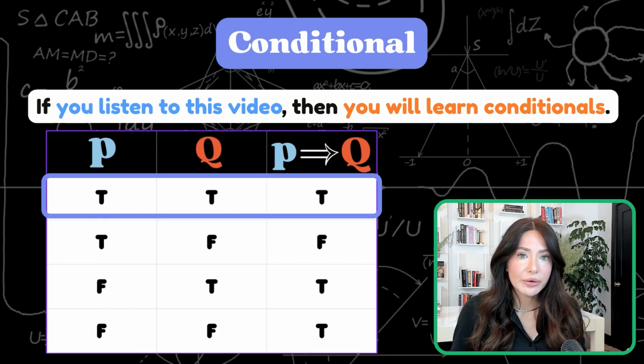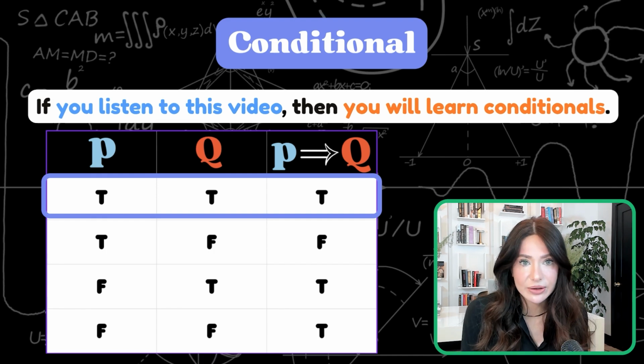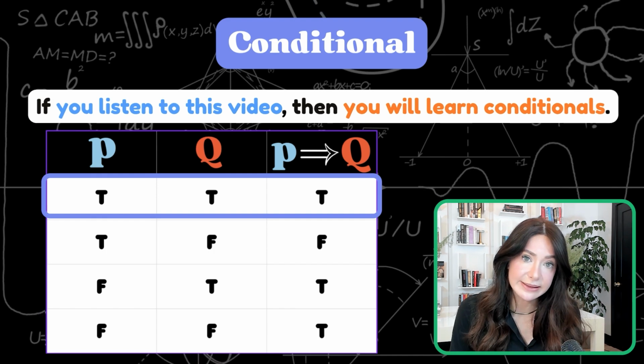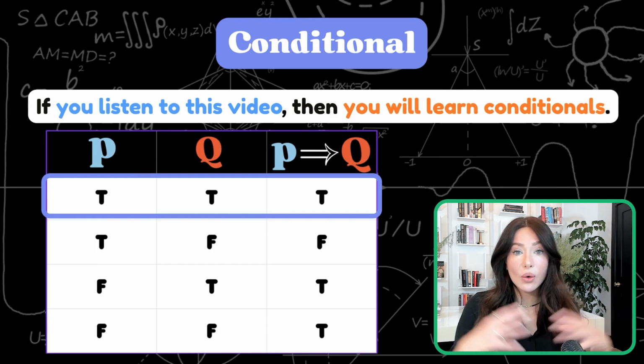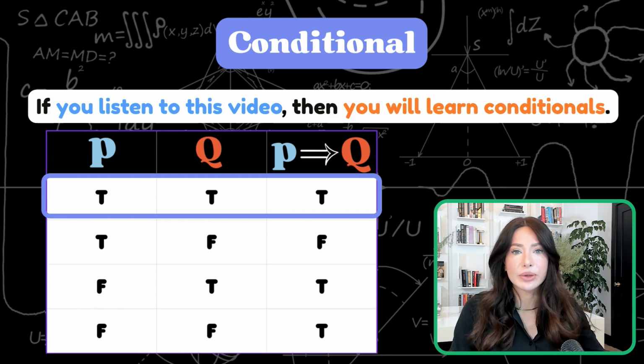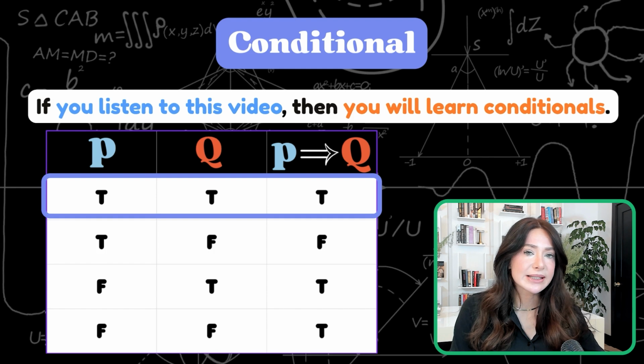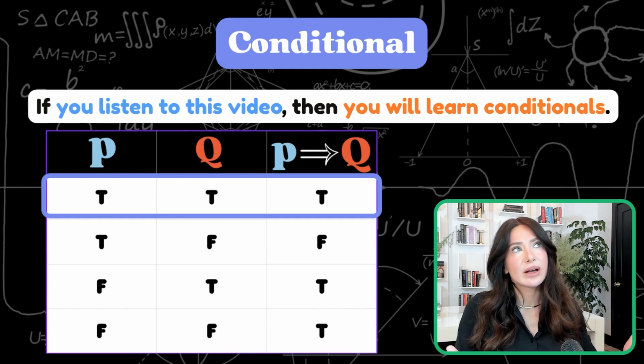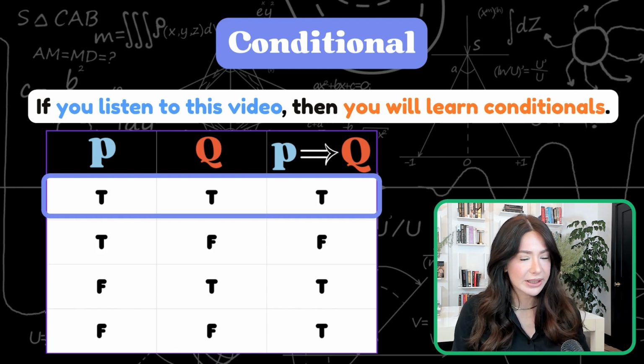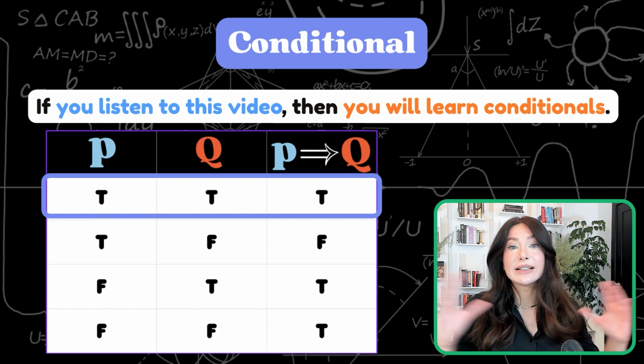In the first row, what happened is that you did listen to this video and you did learn conditionals. So the whole conditional statement is true here. Think of conditional statements as a promise and think about, did the promise get broken here? And if it didn't, then the conditional statement is true.